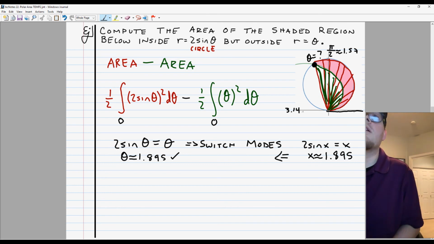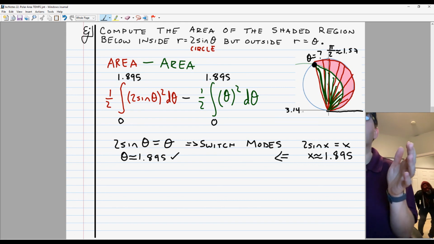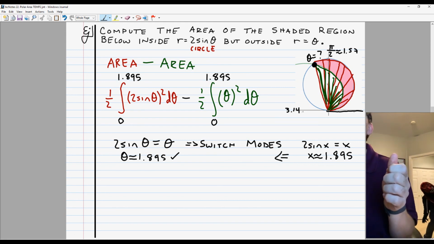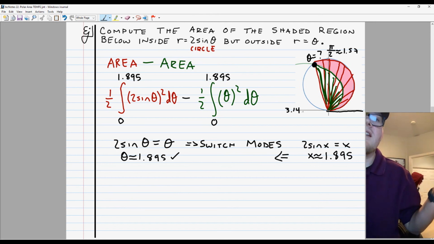So I'm going to make my region do exactly that. This first one is going to run from 0 to 1.895. The other one, which is on the exact same region, I'm also going to run from 0 to 1.895. Now the only thing left is to figure out if I have the correct individual areas. So I want to see if this area comes out positive, if this makes sense.